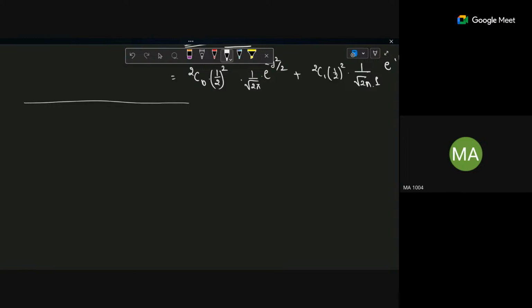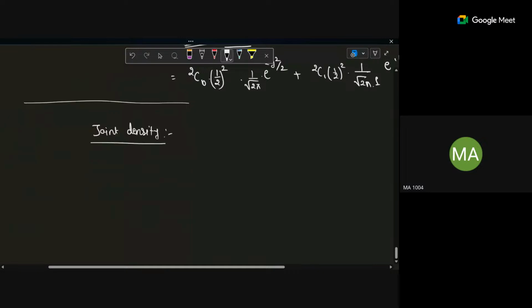Okay, fine. So this was all about marginal density. Now, what if we have the knowledge of the marginal density and want to calculate joint density? It's possible, right? Sometimes we are given the marginal density and asked about the joint density.